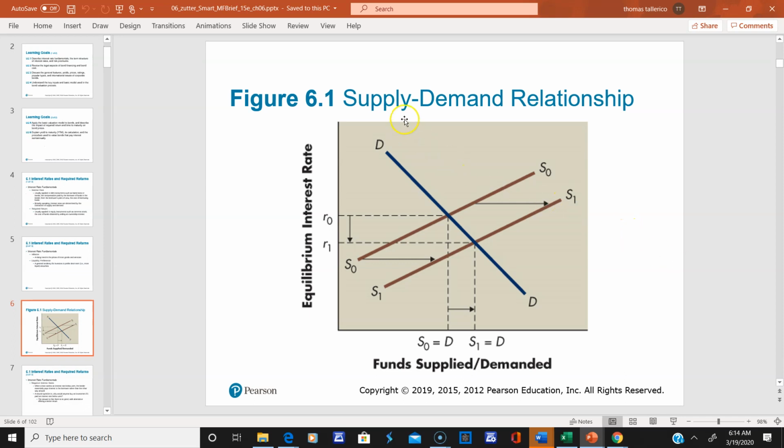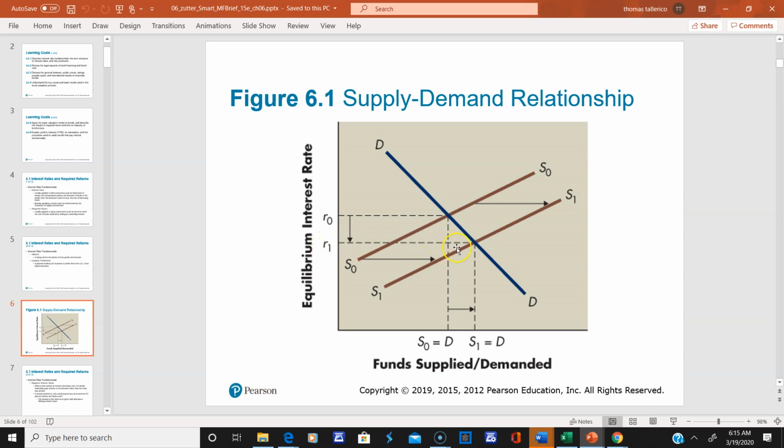Okay, so here's the supply and demand relationship. So here's the demand curve, right? And you can see the supply curve is up here, and it intersects the demand curve right there. And that sets one interest rate. Now, if the supply curve should drop here, on the demand curve, that means there's basically a greater supply of money, and the interest rates will decrease.